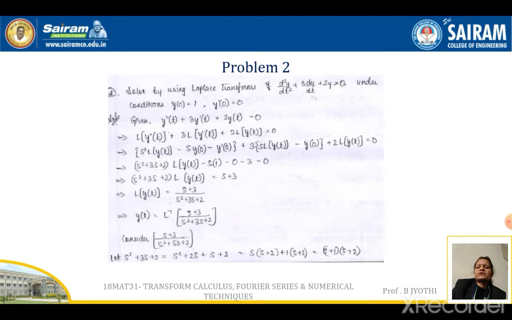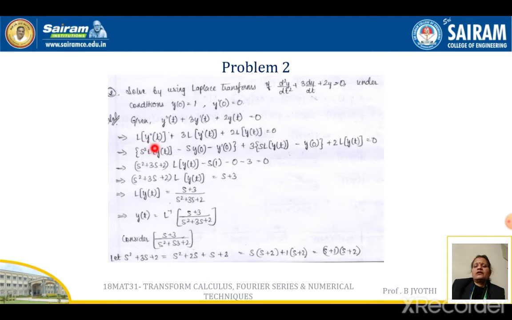Next problem. Solve by using Laplace transforms d square y by dt square plus 3 dy by dt plus 2y equals 0 under the conditions y of 0 equals 1, y dash of 0 equals 0. Let's consider the given equation y double dash of t plus 3y dash of t plus 2y of t equals 0. Apply the formula of y double dash and y dash.